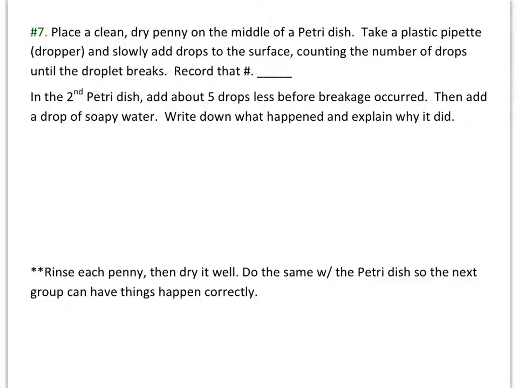Okay, the last one I'm going to talk about. You had the penny on the little petri dish, and then you dropped water on the penny first, and then you recorded soapy water. You should have found that with pure water, you should have gotten a larger number. I'm going to make up a number, like 40. Whereas with soapy water, you should have gotten a smaller number, let's say 20.